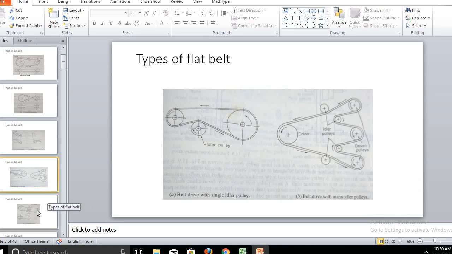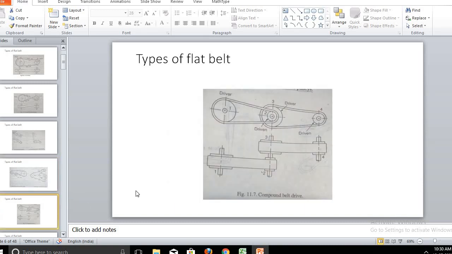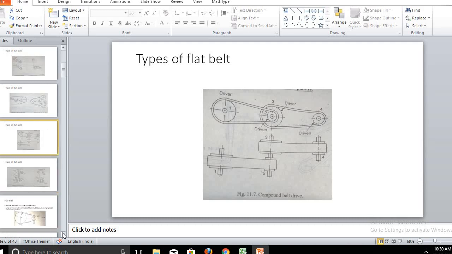So this type of arrangement is called a different arrangement you can observe in day-to-day life. Another arrangement is the compound belt drive. Here, on one shaft, you observe a driver pulley. This driver pulley rotates the driven pulley, which is mounted on the shaft. Also, on the shaft, another pulley is attached, which operates as a driver pulley for this fourth pulley.